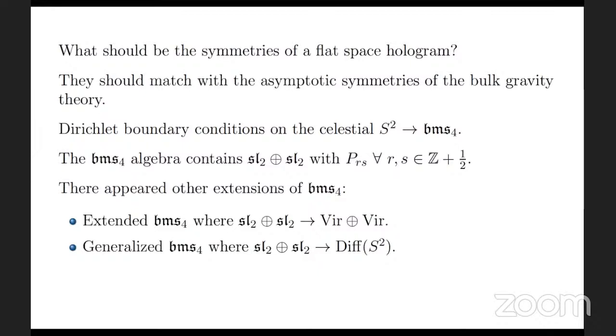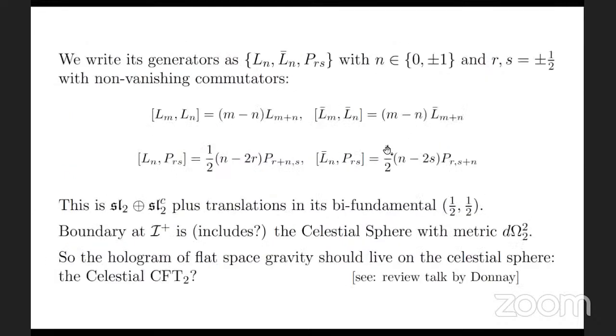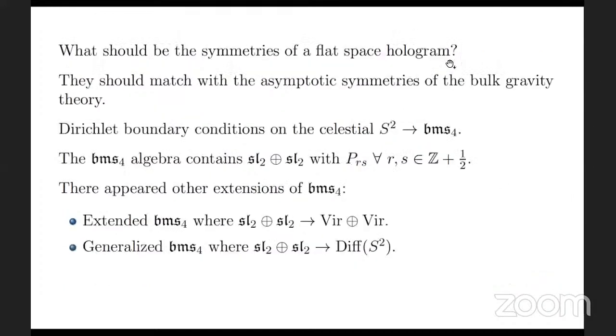If you impose Dirichlet boundary conditions for the metric at scri plus, for example, holding the metric on S2 fixed to be the round S2 metric, then the answer is well known, and that's called the BMS4 algebra. And the BMS4 algebra is the same as what I wrote. It takes the same form, except that for this PRS, the indices R and S are not just ±1, but any Z plus half, any odd integral multiples of half.